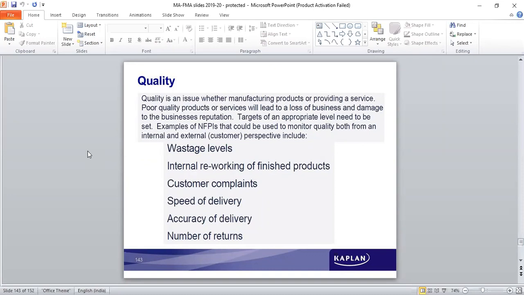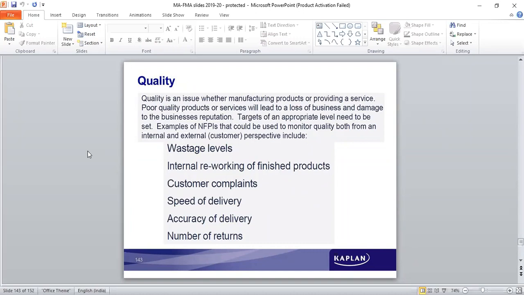Defective products cannot be delivered to the customers. So what is done? The product is again worked on. There is some more effort put in to make it usable, to make it a quality product. So they have to spend some rework cost on those defective units. So, internal reworking of finished products.